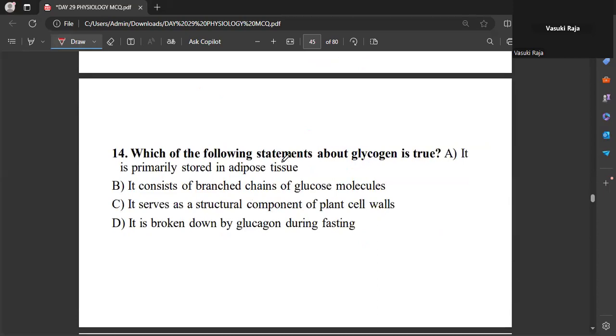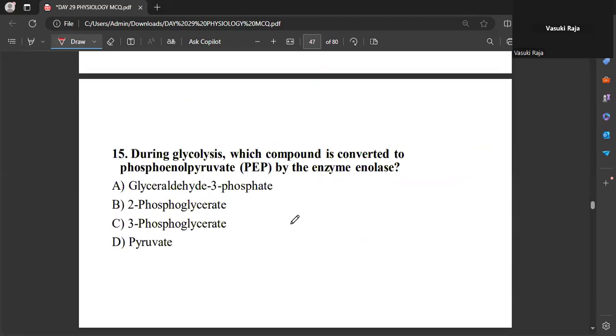Now, which of the following statements about glycogen? Okay, relax. Next, pause. Okay. During glycolysis, which compound is converted into phosphoenolpyruvate by the enzyme enolase? See, something is getting converted into PEP by an enzyme called enolase.